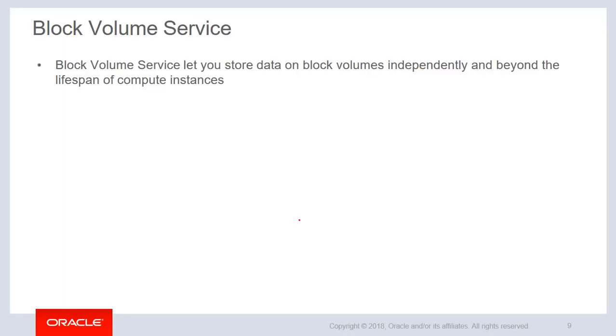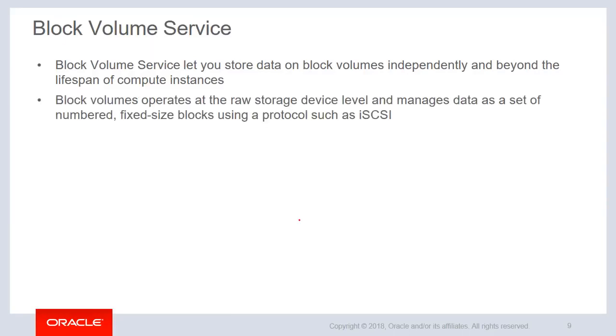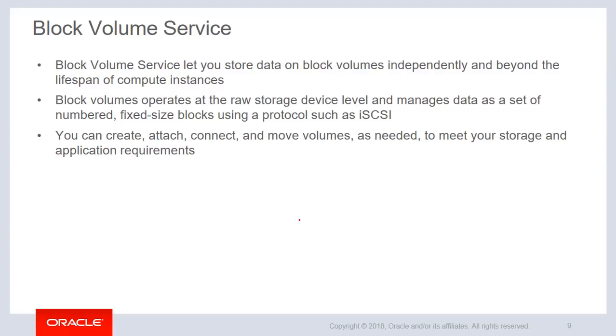Now let's change gears and talk about the block volume service. So block volume service lets you store data on block volumes independently and beyond the lifespan of compute instances. Block volumes operate at the raw storage device level and manage data as a set of numbered, fixed size blocks using a protocol such as iSCSI. You can create, attach, connect and move volumes as needed to meet your storage and application requirements.